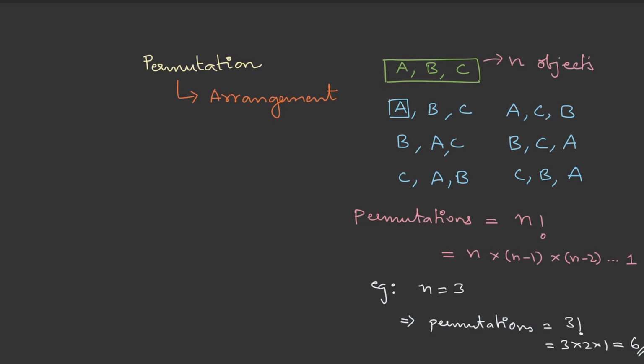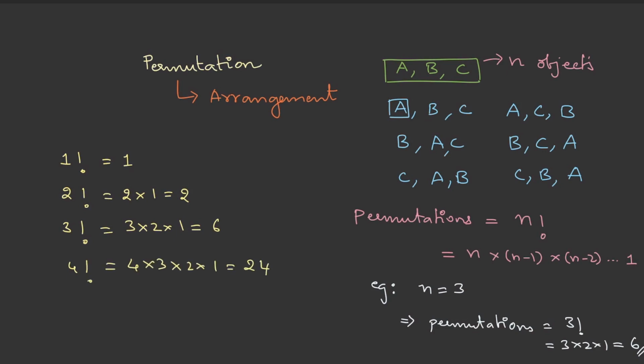It's always a good practice to memorize the factorials at least till 5. So let me list them out. 1 factorial is 1, then 2 factorial, it's 2 into 1, that is 2. 3 factorial is 3 into 2 into 1, 6. 4 factorial is 24, and 5 factorial is 120.